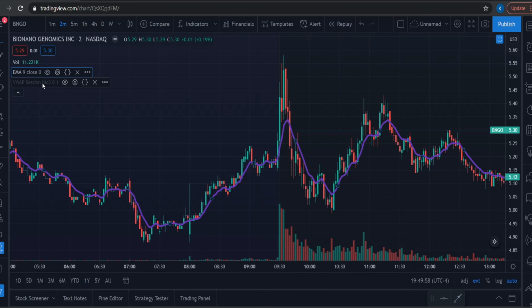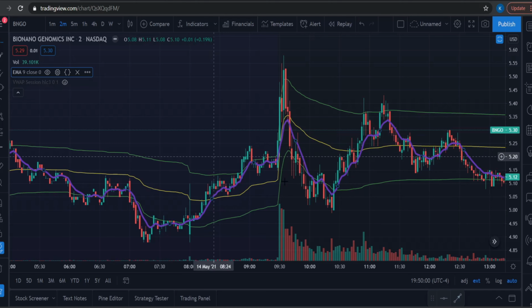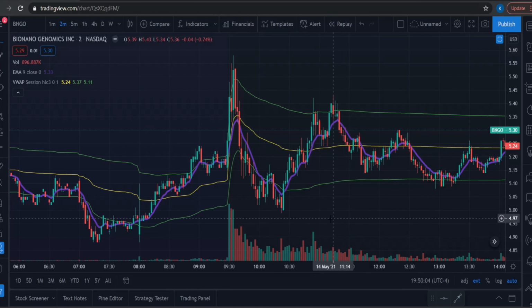Same with the VWAP. You can go over here, hit the eye, and it will add it to your chart. And it may look like a mess, but what we're looking for, a lot of times when day trading, is to see this thing hit around the bottom level of the VWAP and make a move towards the top. We like to see these bars at the bottom of the chart.